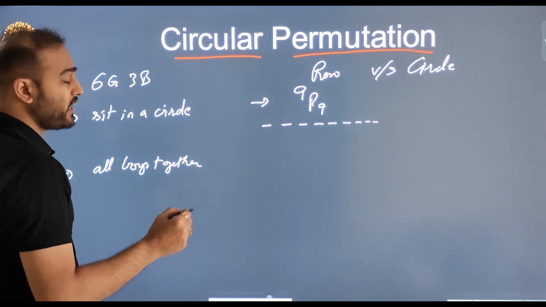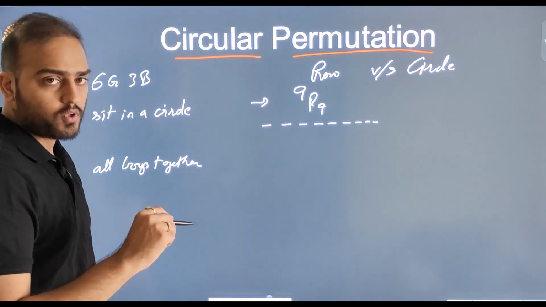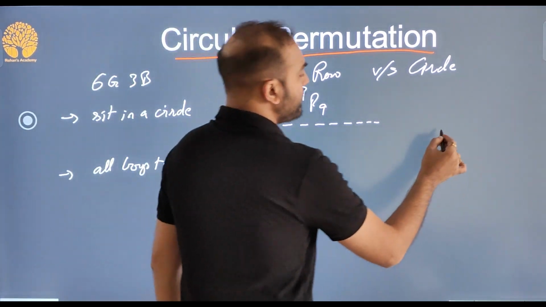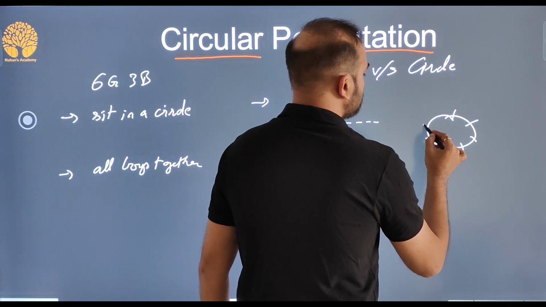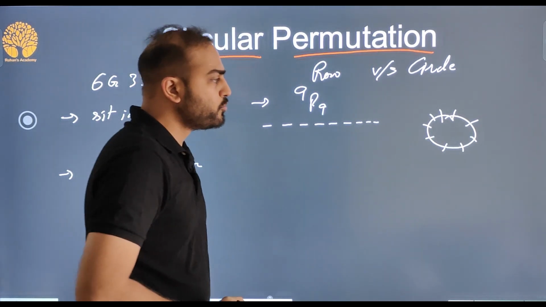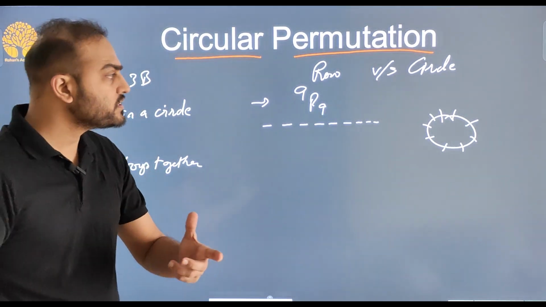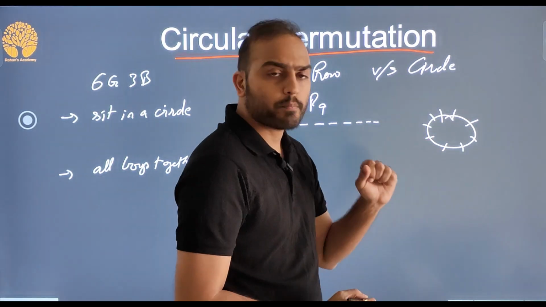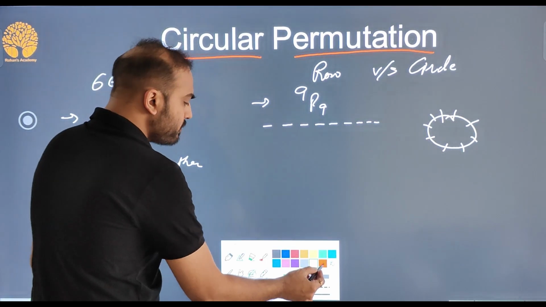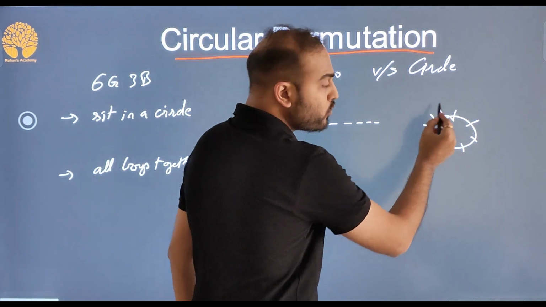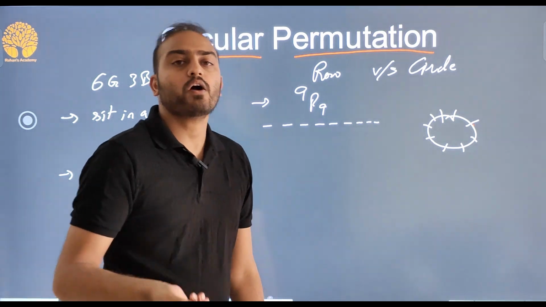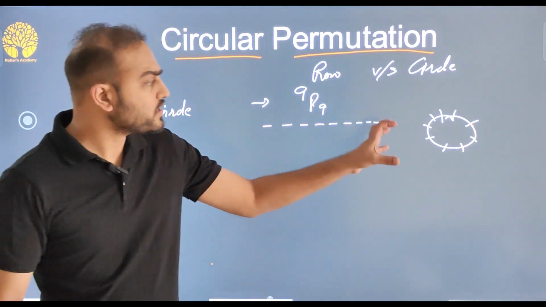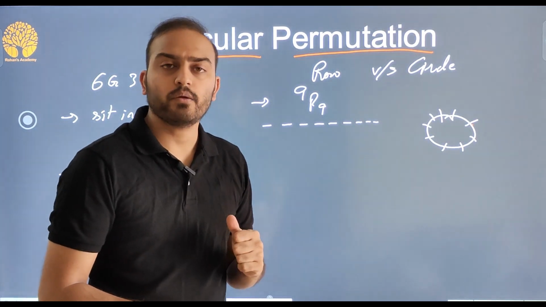Now the problem is that if these people are sitting in a circle, 1, 2, 3, 4, 5, 6, these are the 9 positions. I don't know where to start my counting from. Do I start my counting from here, or here? Where do I start my counting from? Because in a circle, I don't have a fixed starting point and an ending point.